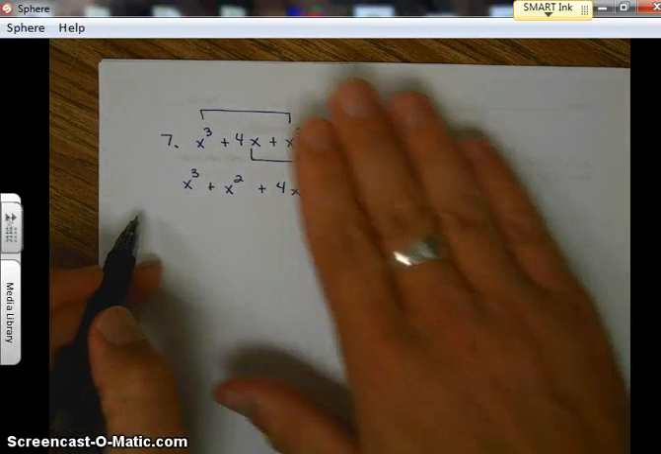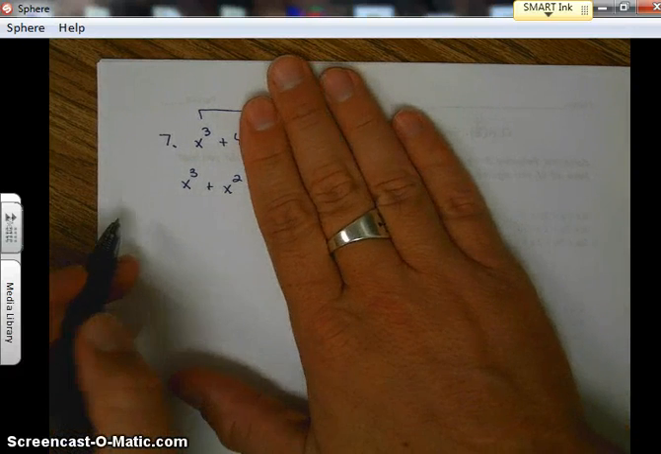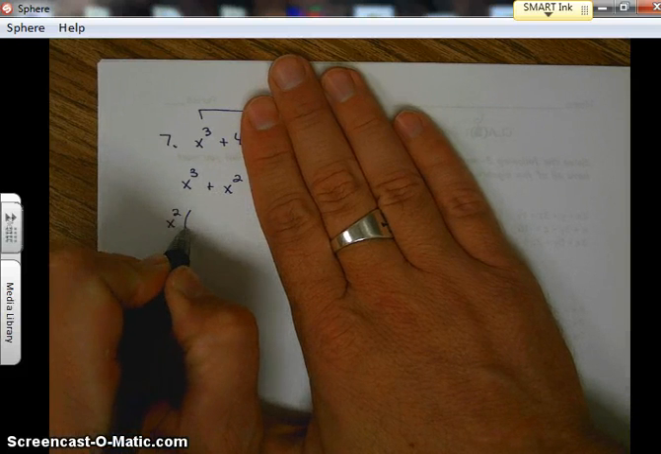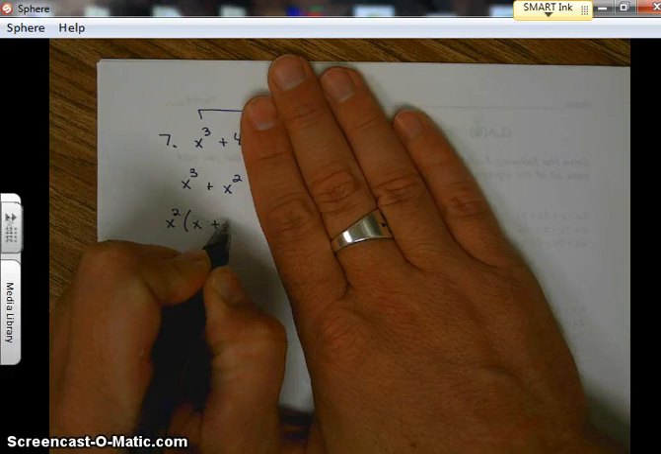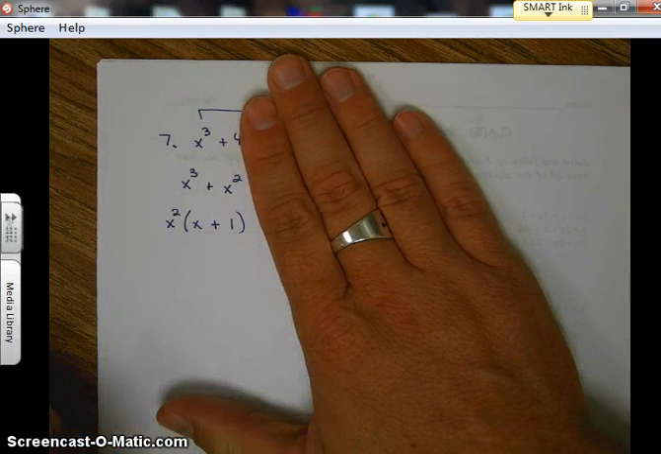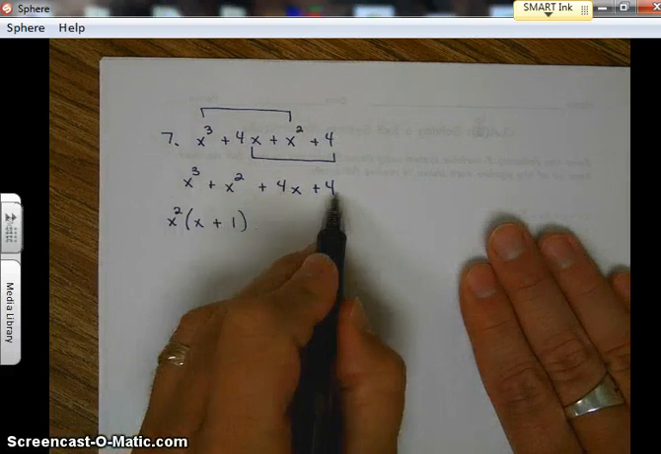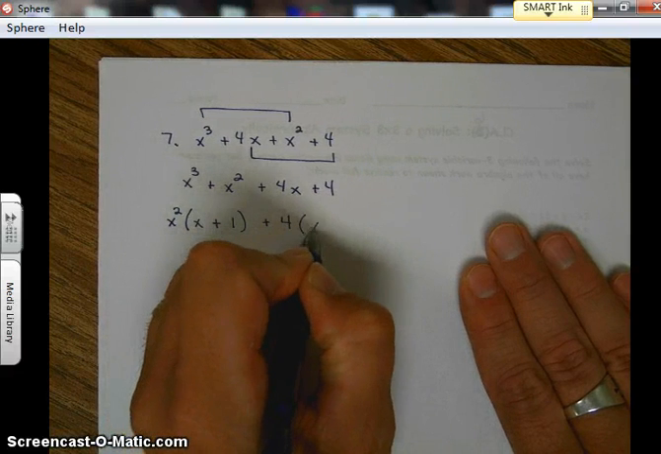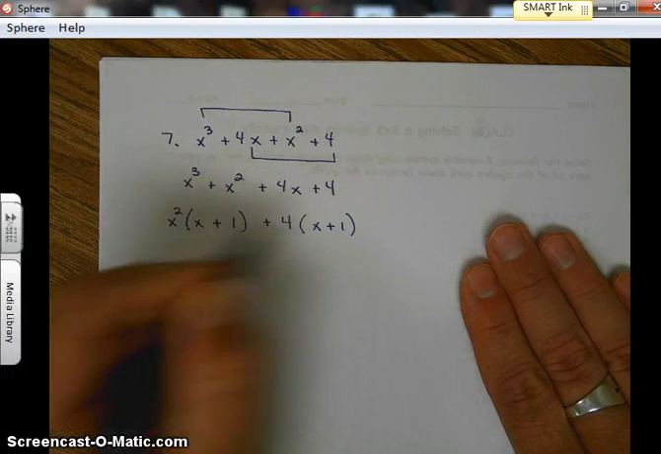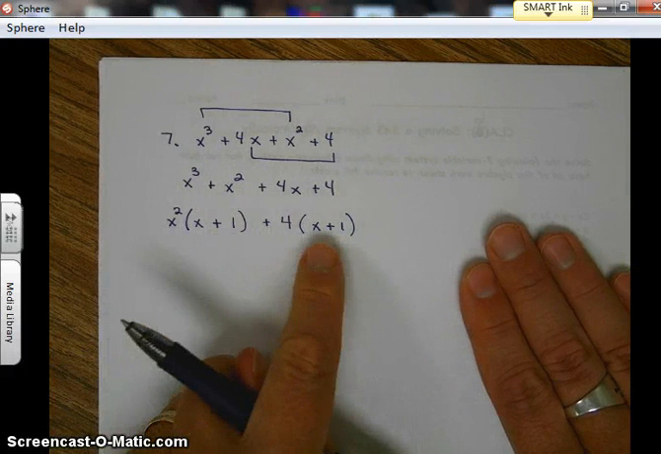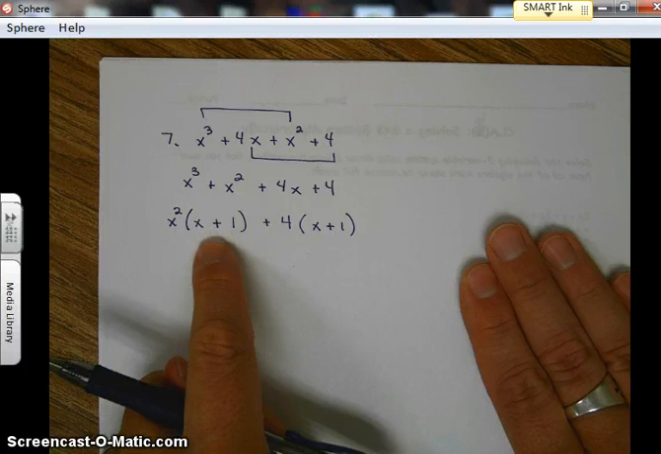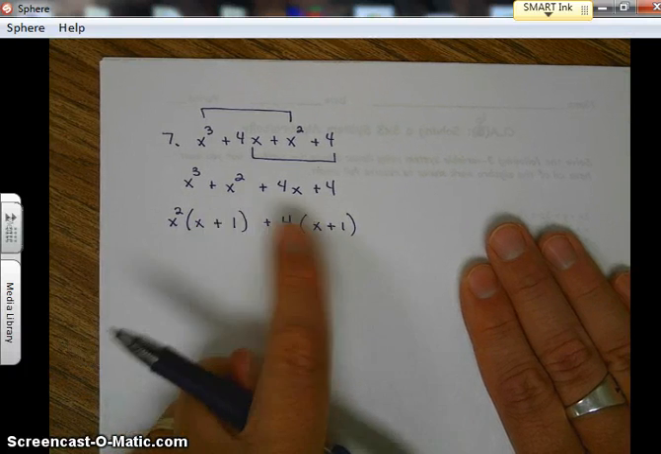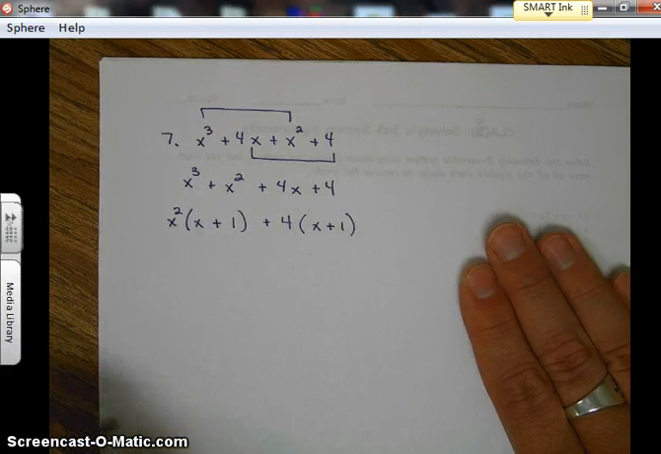Okay, so the next thing we're going to do is we're going to factor each group separately. So again, we're going to factor out our x squared out of the first term, and then here we're going to factor out a 4. Now you know you did it right when these two groups match. If they don't match, either you group them wrong or you factor incorrectly.